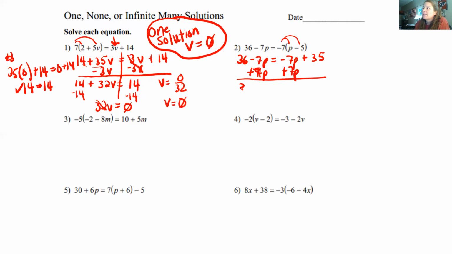Well, what happens? -7p plus 7p is 0, so that's gone. It happens on this side exactly the same as it did on the first side. And then I bring down my 35. All right, so we'll look at this. It says that 36 is equal to 35. Is that true? Does 36 equal 35? No, it's not true. So that means there is no solution. When you get a statement that is not true like this one, that means there's no solution. In other words, there's no value I could give to those variables that would ever make this side of the equal sign equal the right side of the equal sign.